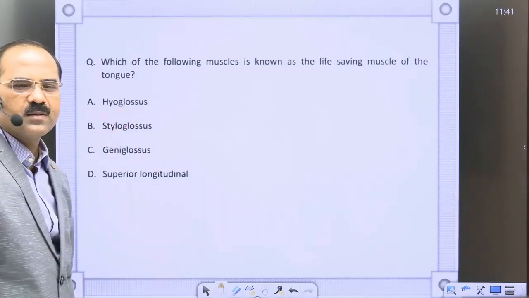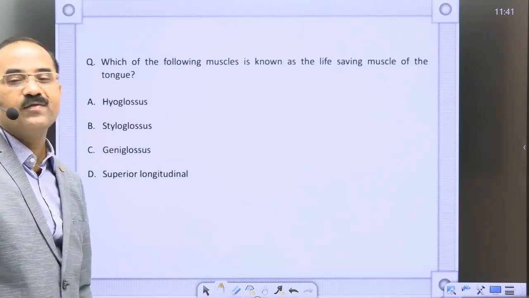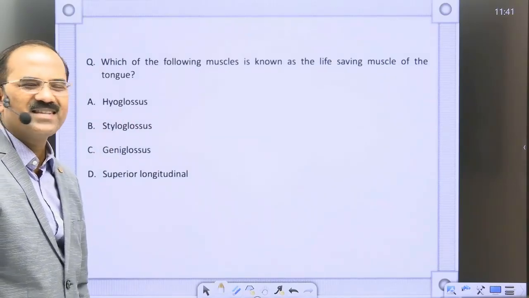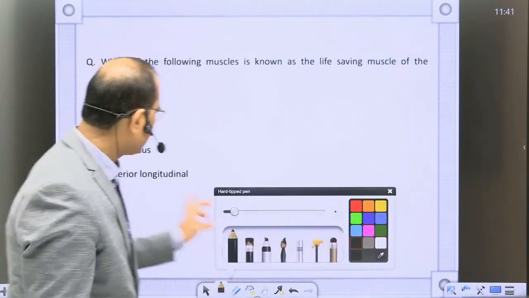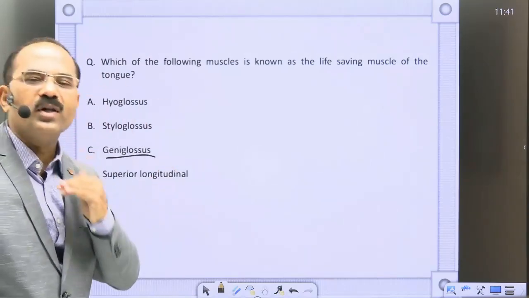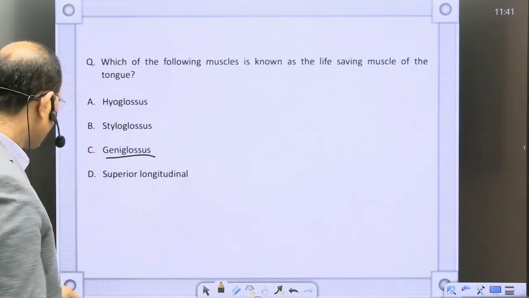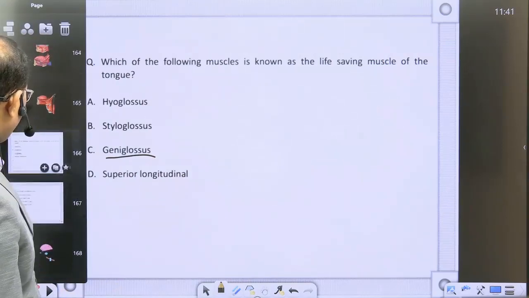Yes, answer this MCQ. Which of the following muscles is known as the life-saving muscle of the tongue? Yes, that's the genioglossus. Why is genioglossus known as the life-saving muscle? Because it protrudes the tongue. It prevents the falling back of the tongue. It is therefore known as the life-saving muscle of the tongue.